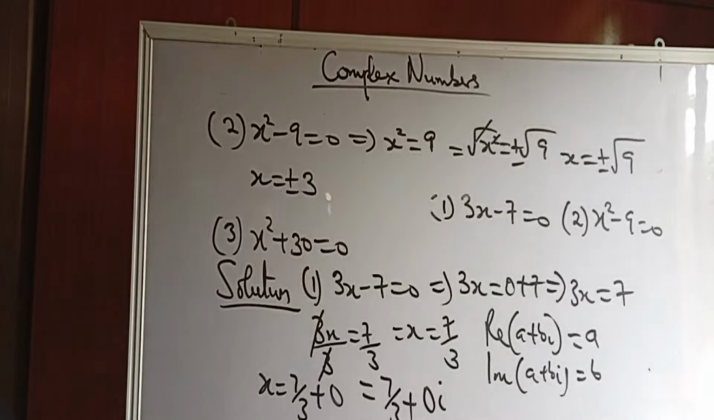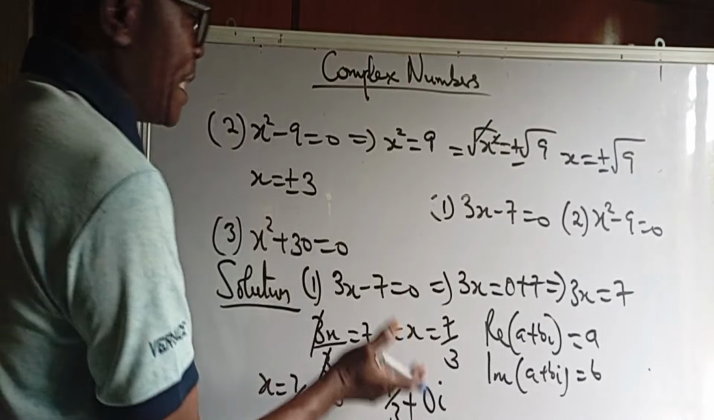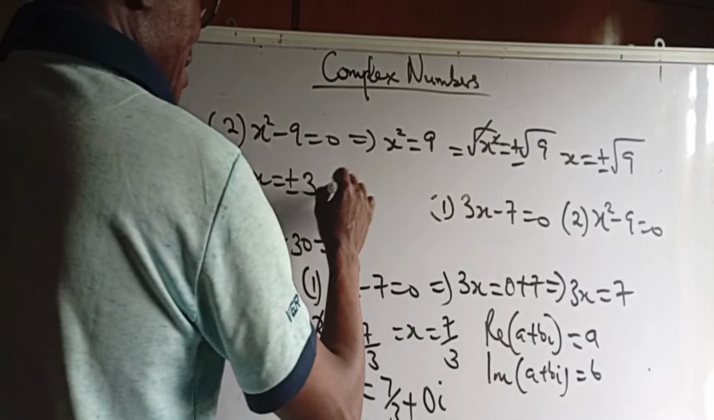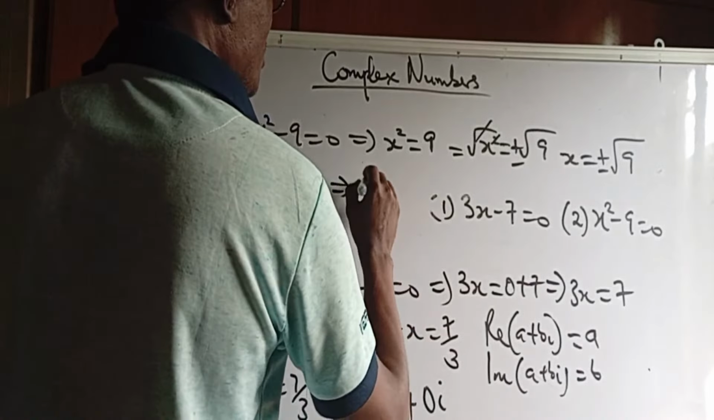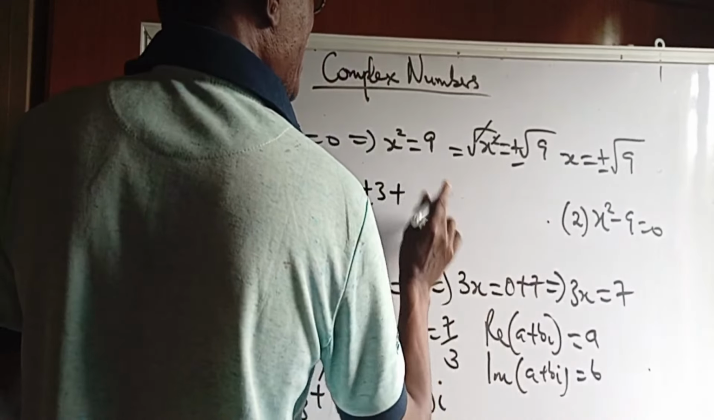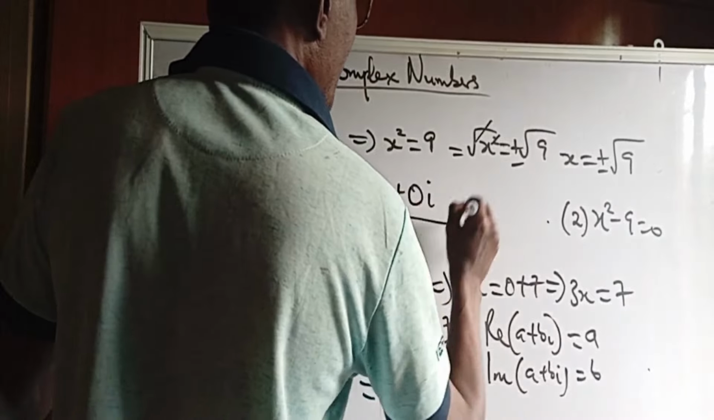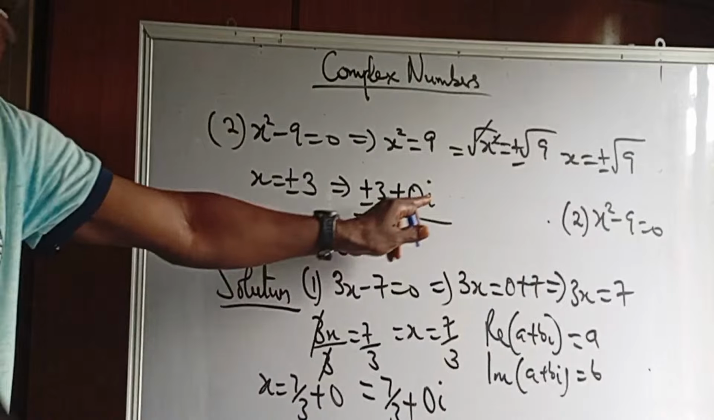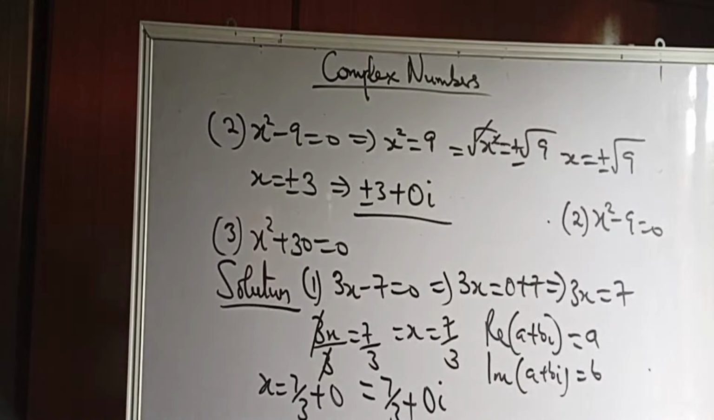Now that x is equal to plus or minus 3, you know that the answer we obtain does not have a component of imaginary parts. So that means we can write it as x is equal to plus or minus 3 plus 0i, because there is no imaginary part of the solution to the problem. So plus or minus 3 plus 0i, just like we did for the first question.